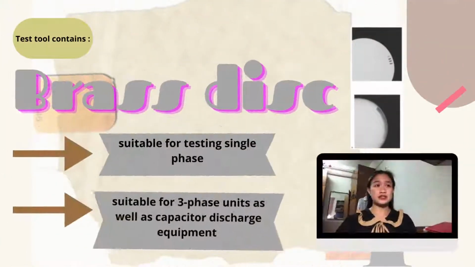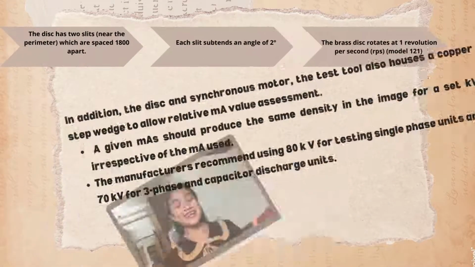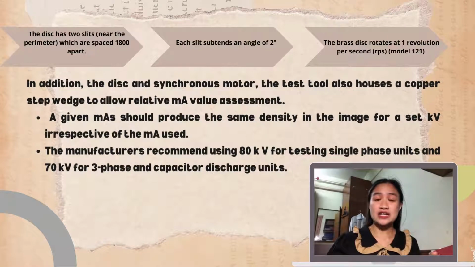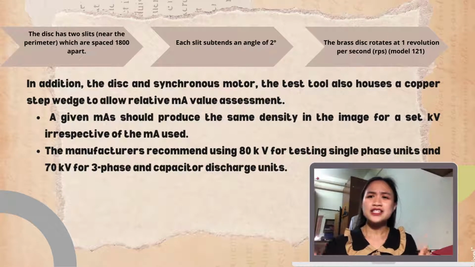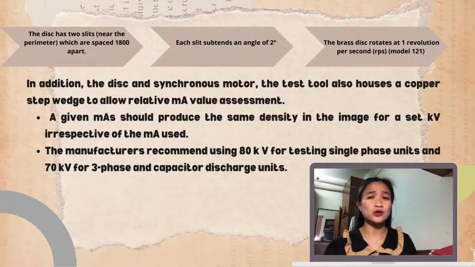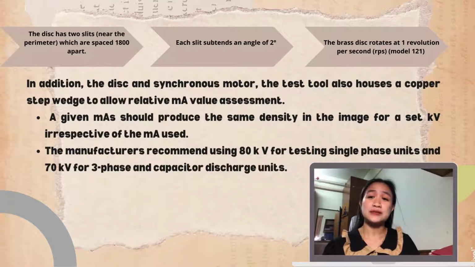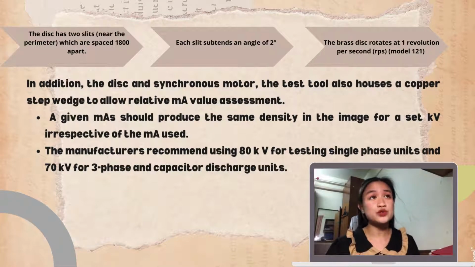The test tool contains a brass disc, the rotation of which is controlled by a synchronous motor. Because of this, it is suitable for testing single-phase and three-phase units as well as capacitor discharge equipment. The disc has two slits near the perimeter which are spaced 180 degrees apart. Each slit subtends an angle of 2 degrees, and this finite slit width must be taken into account when assessing exposure time in three-phase and capacitor discharge units. The brass disc rotates at 1 revolution per second, and so can be used to determine timer accuracy for exposure times up to 1 second.